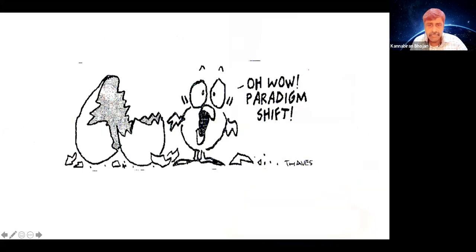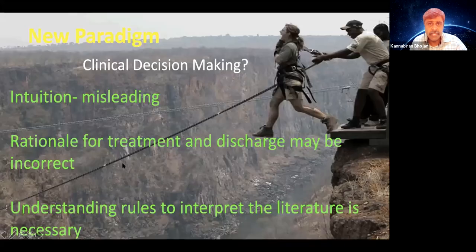So finally, we got a new paradigm. The new paradigm is clinical decision making. In clinical decision making, we found that intuition is misleading. You cannot always say, if I do this, he will get okay. You can never say that. The rationale for treatment and discharge may be incorrect, definitely. Understanding rules to interpret the literature is necessary.